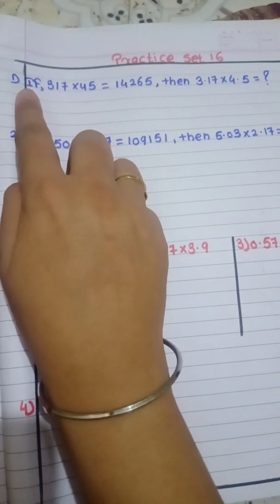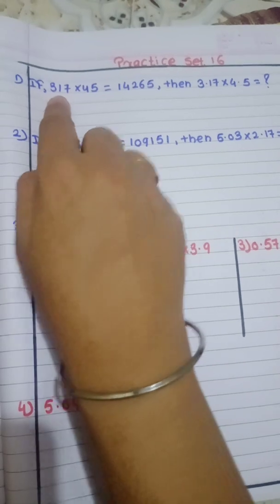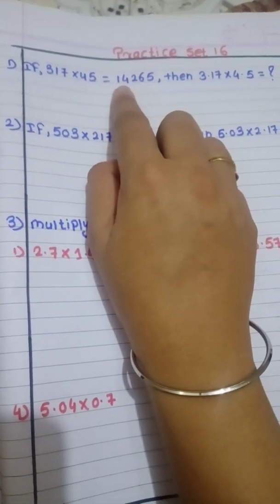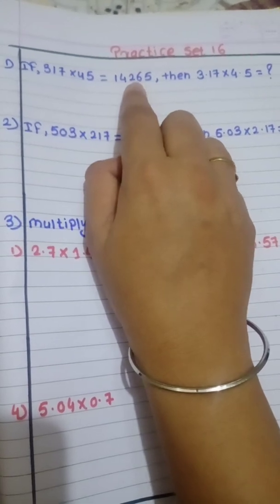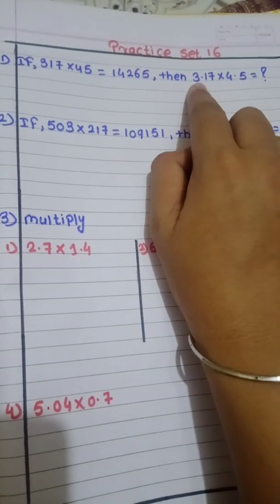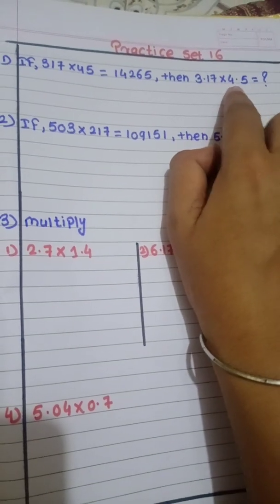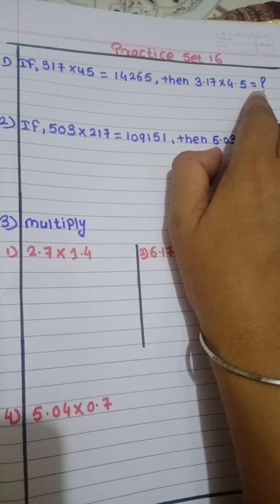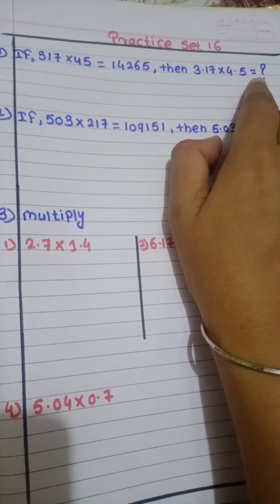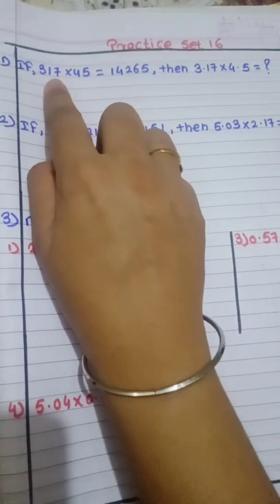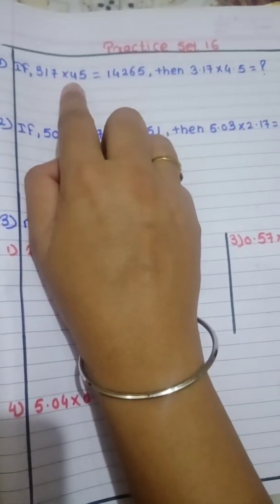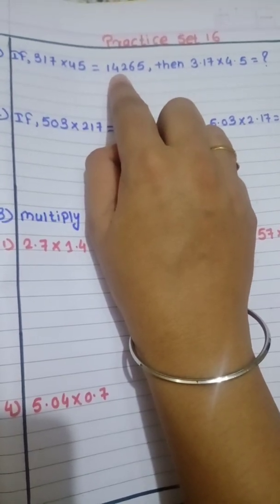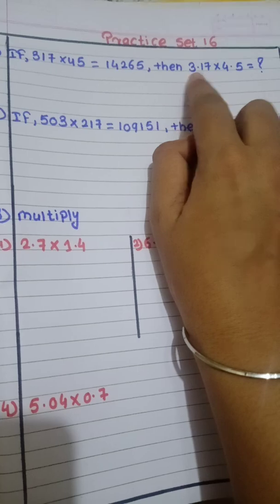Example 1. Sum 1. If 317 multiplied by 45 is equal to 14,265, then 3.17 multiplied by 4.5, how much is it? You have to find it out. Student, look at this sum. Here what is given? 317 multiplied by 45, the answer is 14,265.